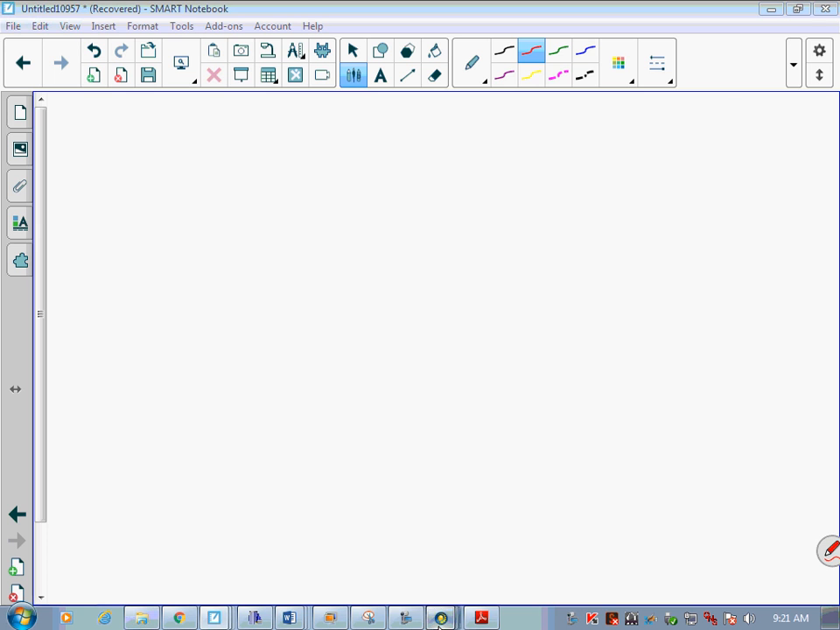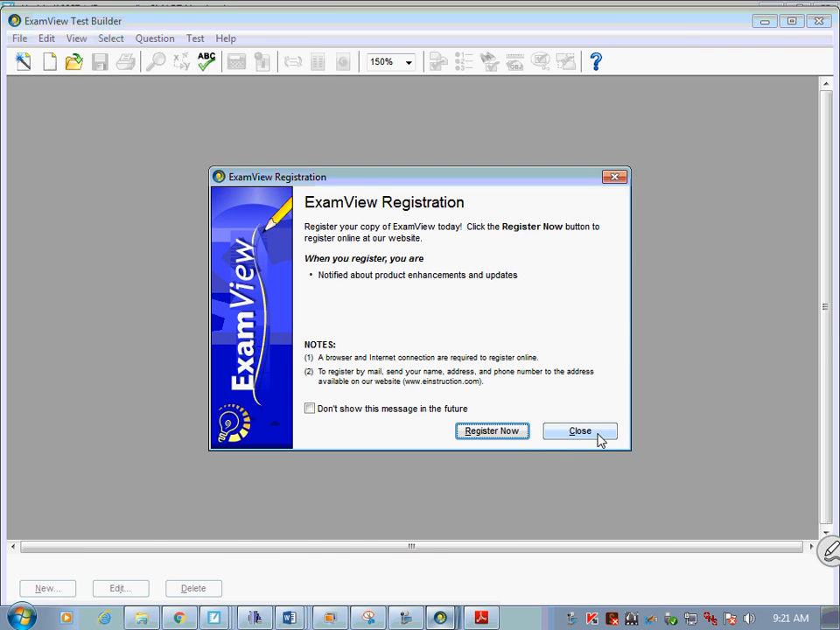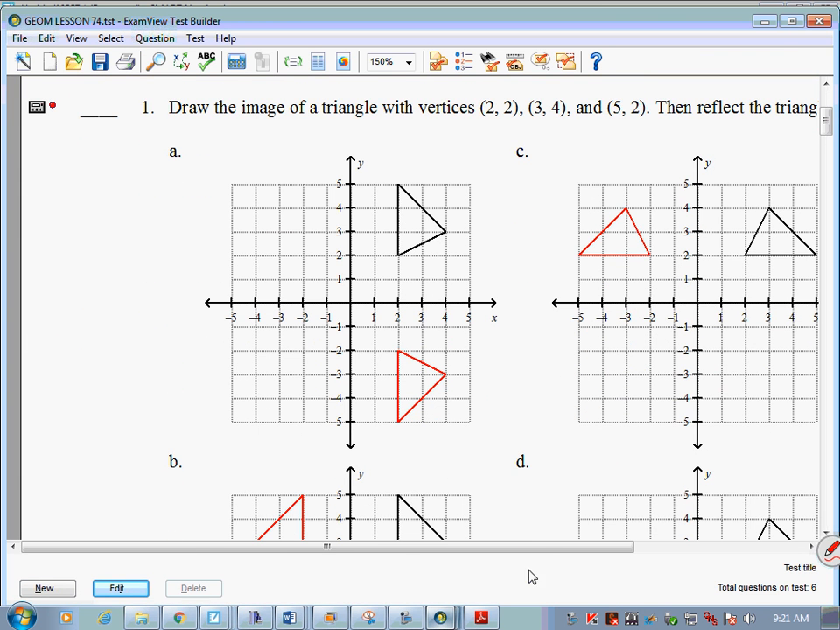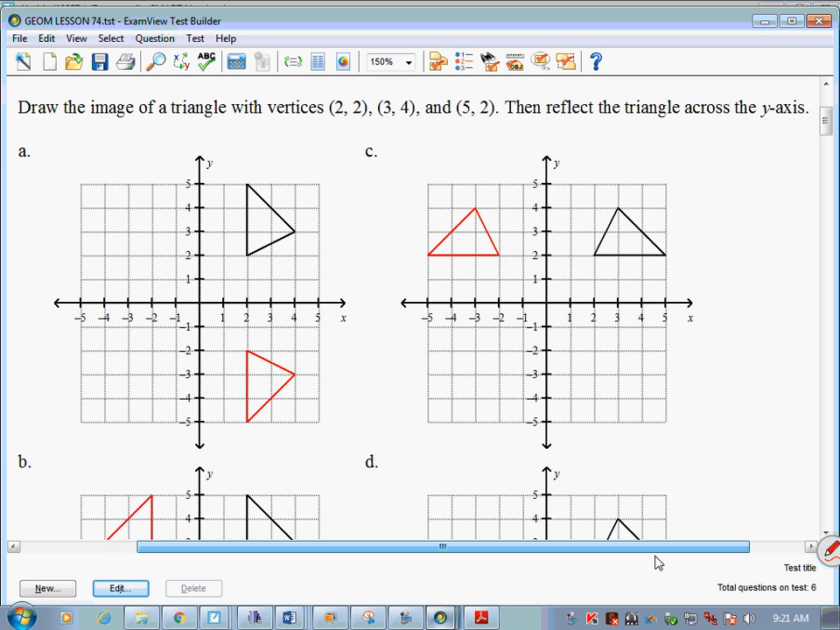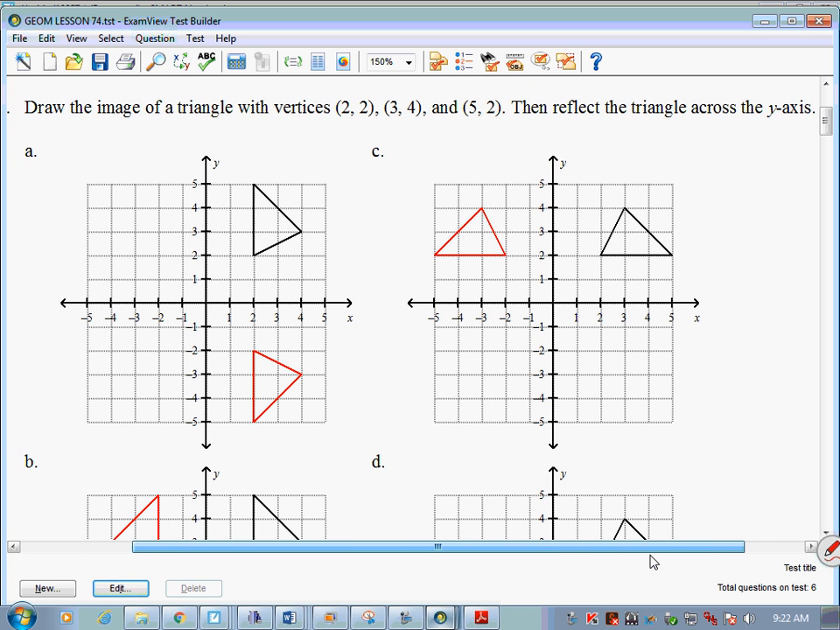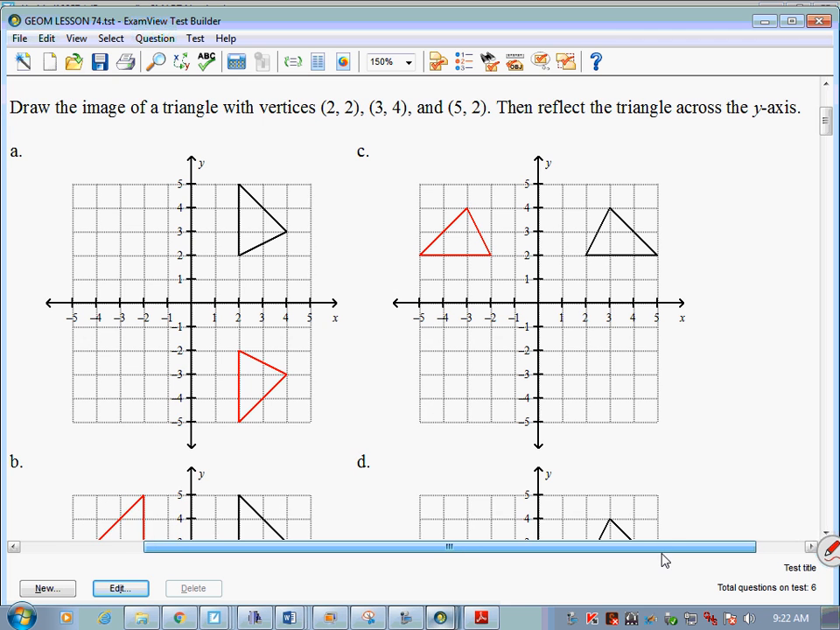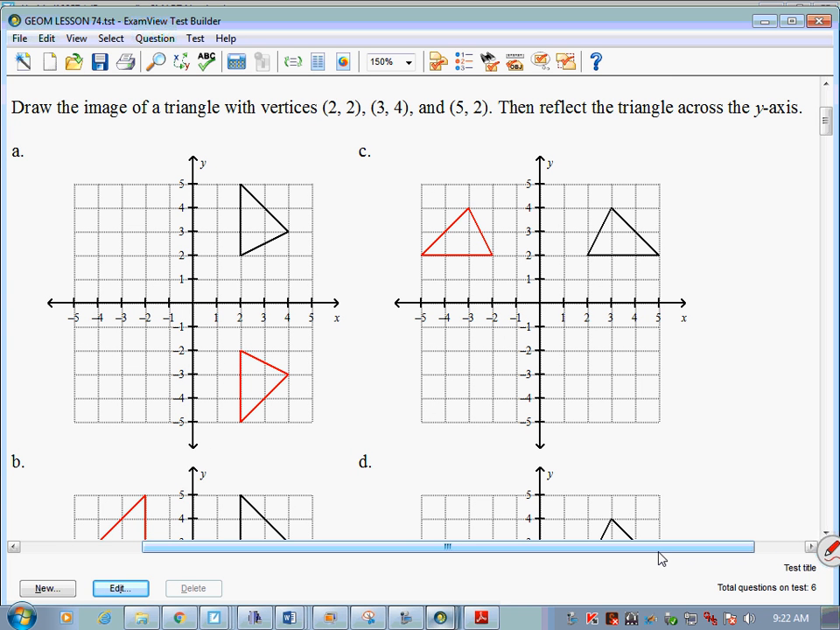Okay, let's look at some of this. All right. So we have an image at coordinates 2, 2, 3, 4, and 5, 2, and we want to reflect across the y-axis. The first thing we have to do is actually plot the points of the pre-image. So we're going to go to 2, 2. Okay, that looks good so far. 3, 4. That's right there. That doesn't look like that's going to work. And 5, 2. Right, so my pre-image should look like that.